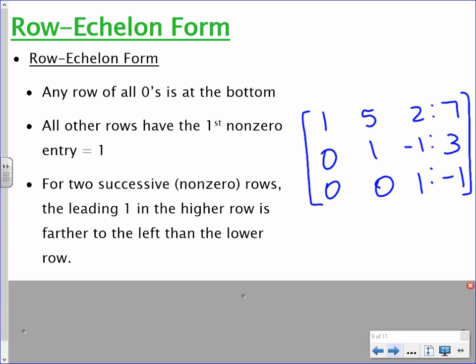Now, notice how the second and third row have zeros, and then the first entry that is not a zero is a 1. And then notice as we go from bottom to top, the ones keep going to the left. I kind of like to describe this as we have a diagonal of ones, and then anything underneath that diagonal of ones has to be a 0.